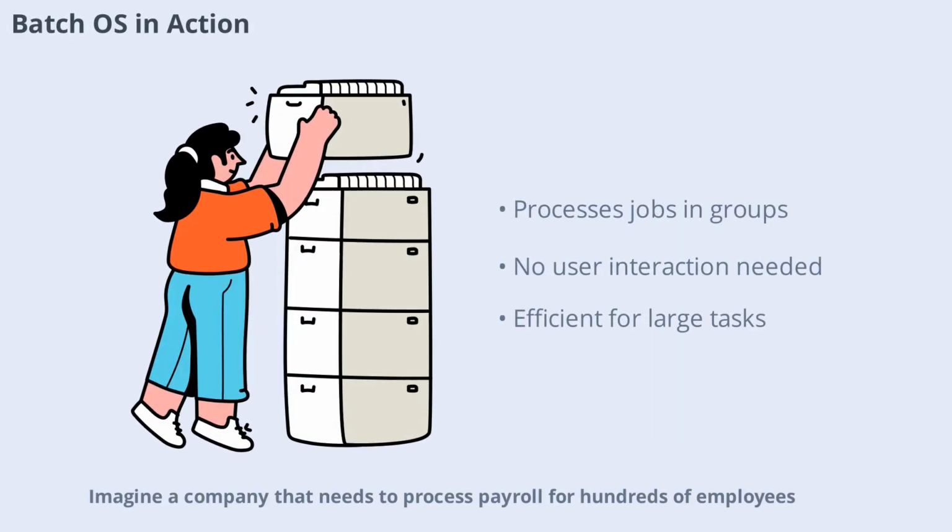Imagine a company that needs to process payroll for hundreds of employees. Instead of entering each employee's data one by one, all the information is collected and processed as a single batch. The batch operating system takes care of running each task in order, saving time and reducing errors. This approach was especially useful before interactive computers became common.